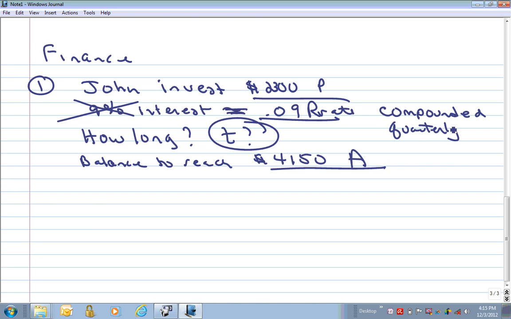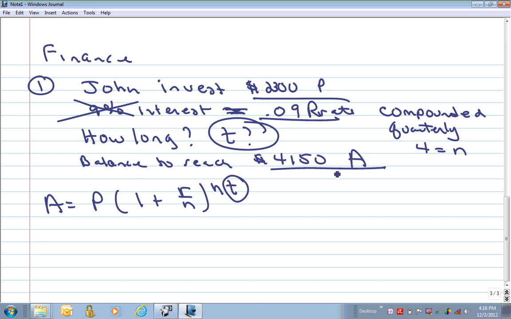All right, and if it's compounded quarterly, there's 4 quarters, and so that would equal our N value in our equation. So the equation, because it's not continuous, you can't use the equation with the E in it. You have to use the equation that is A equals P times 1 plus the rate over the number of times compounded raised to the NT power. And we're going to be solving for T, it looks like. So let's plug everything in.